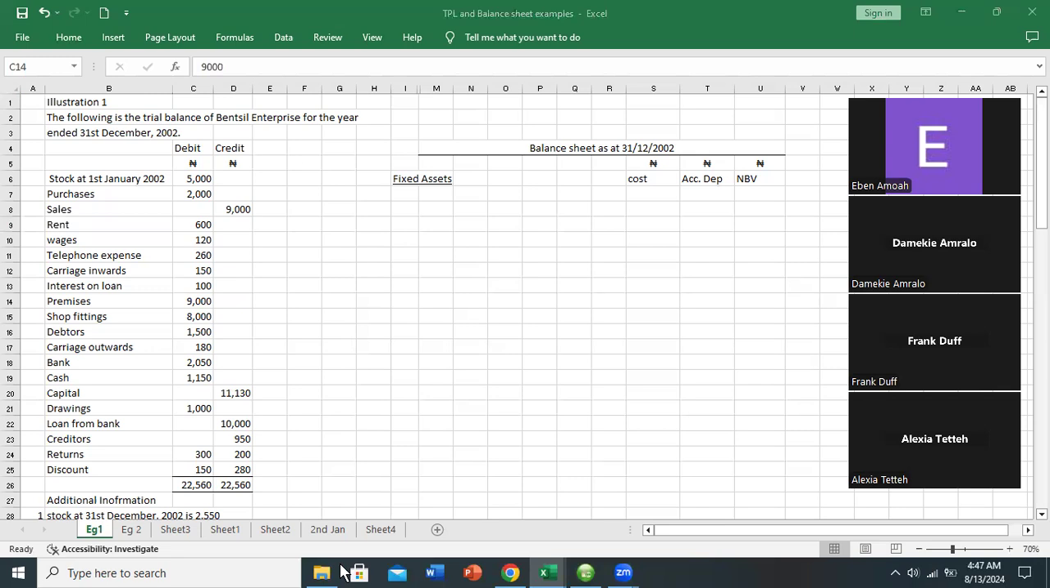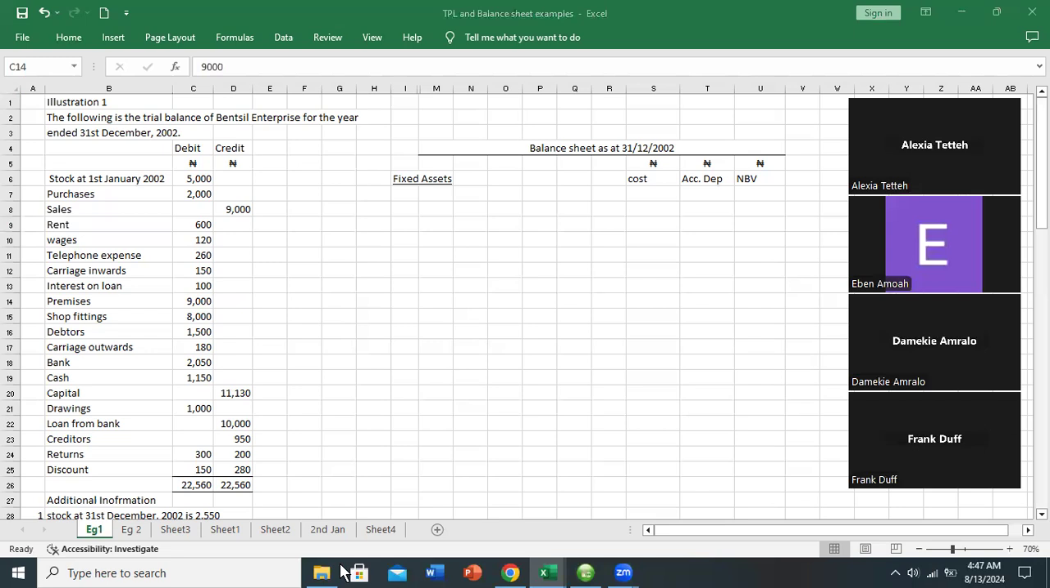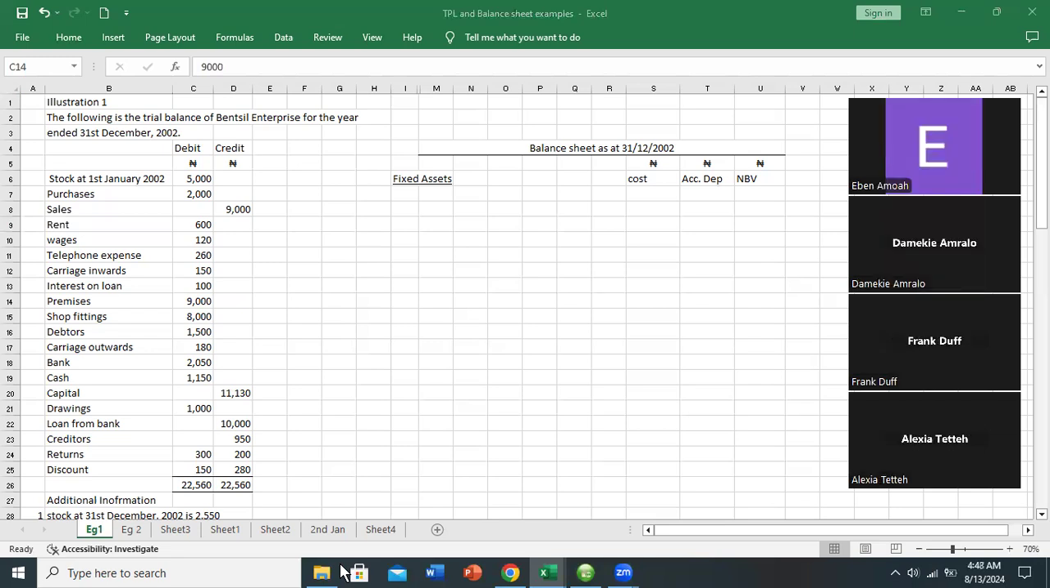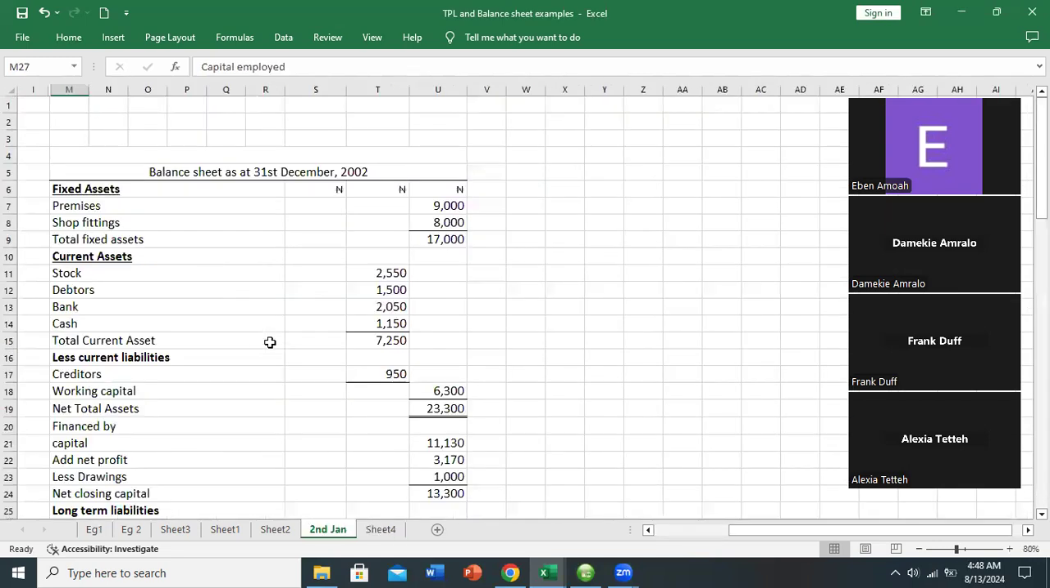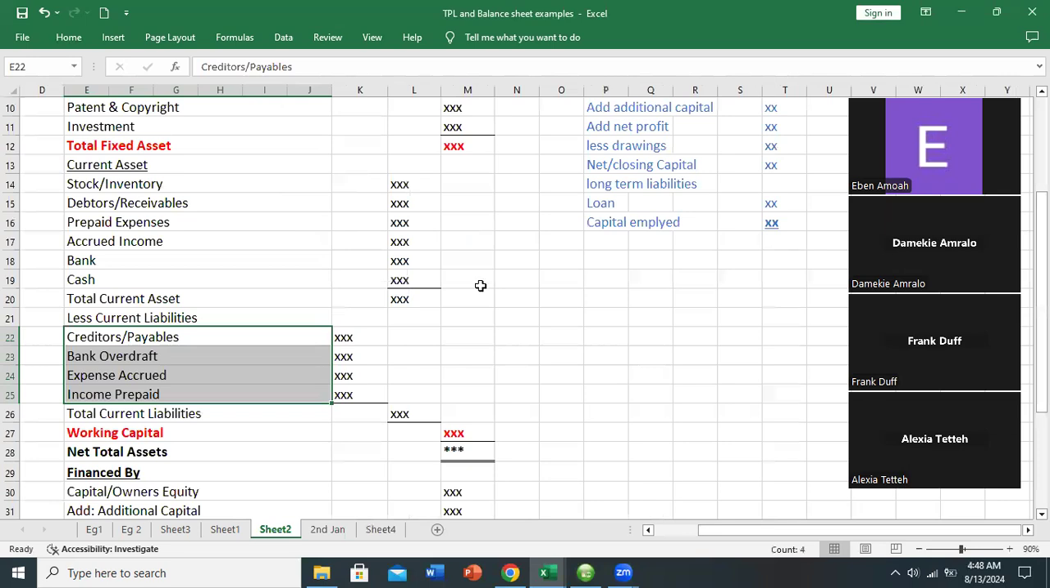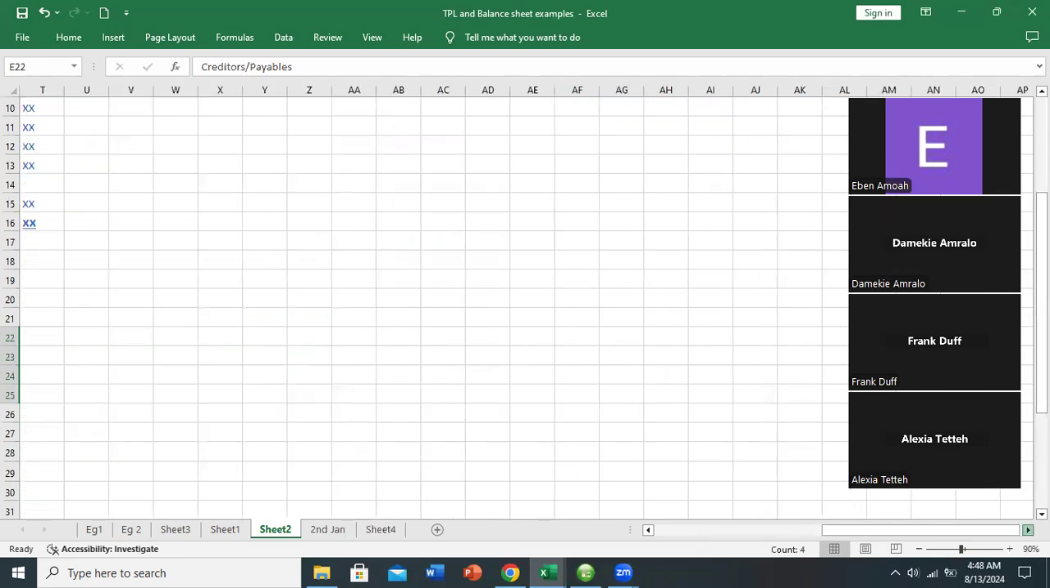So any other fixed asset you see? Yeah, Prof. Alexia. Simply shop fittings. Thank you, shop fittings. So just for the records, I think last time I tried to show you all the possible fixed assets that you can look at when it comes to the sole trader.